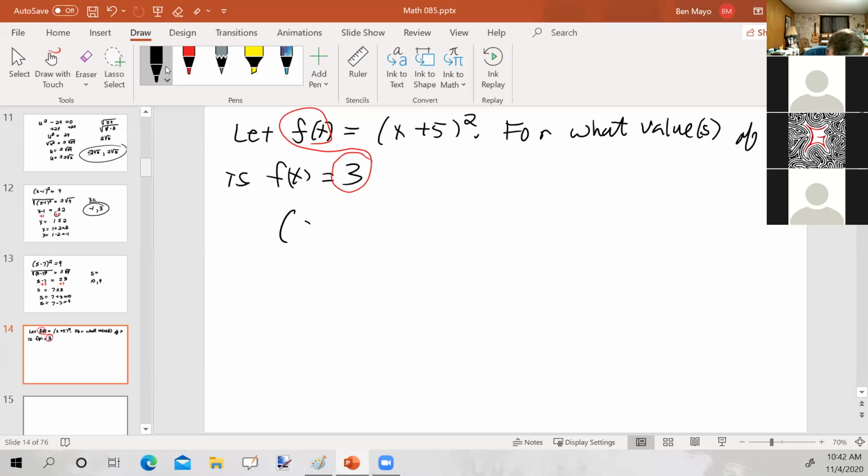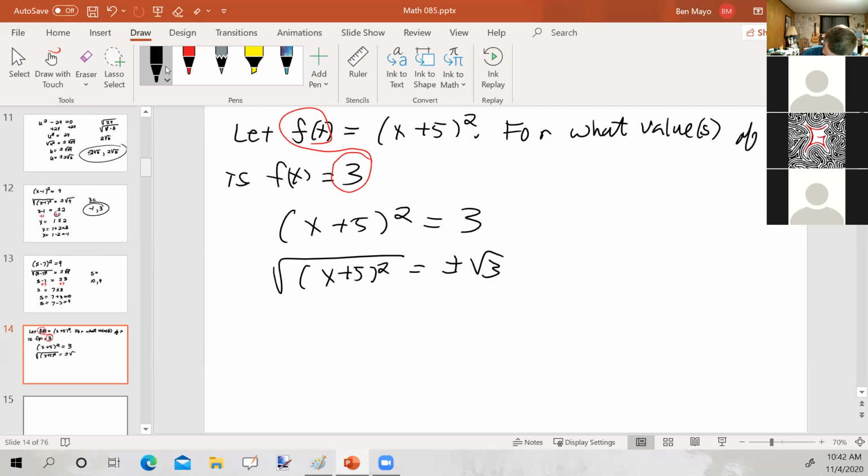So our equation becomes that, replacing f of x with 3. Now I'll take the square root of the left side and the square root of the right side, and I get x plus 5 equals plus or minus the square root of 3. The square root of 3 is irrational. It can't be written exactly as a decimal. It can't be simplified. So we'll leave it as the square root of 3.